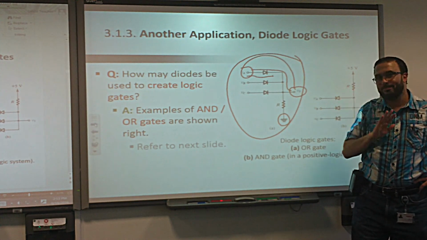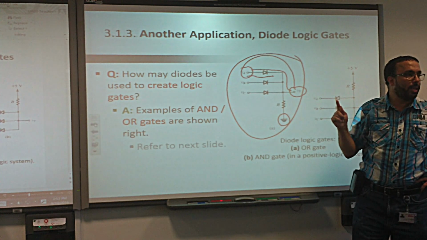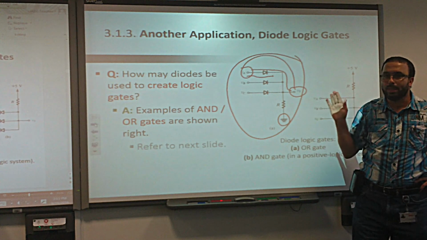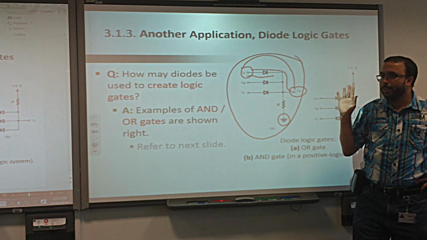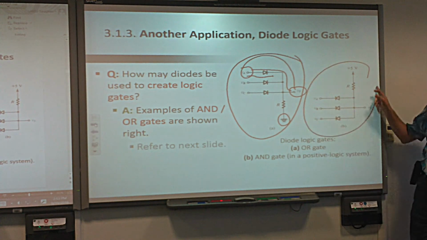That's an OR gate. Bingo. Right or not? An OR gate says if only one input is high, the output is high. This is an OR gate, automatically. We understand that? Very good. We come to this gate now.